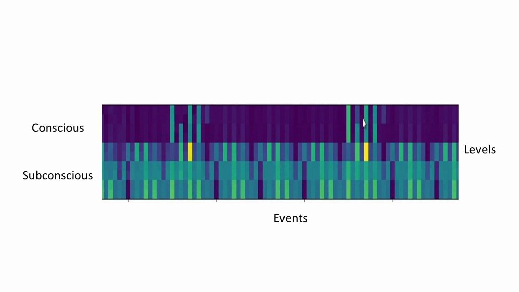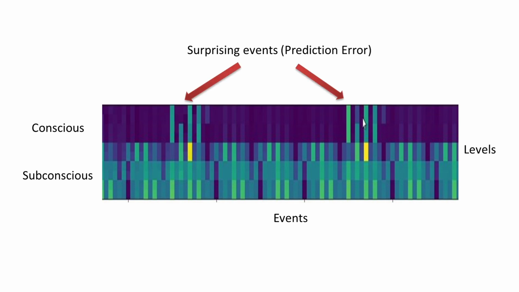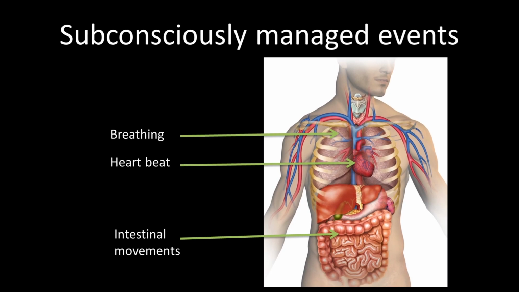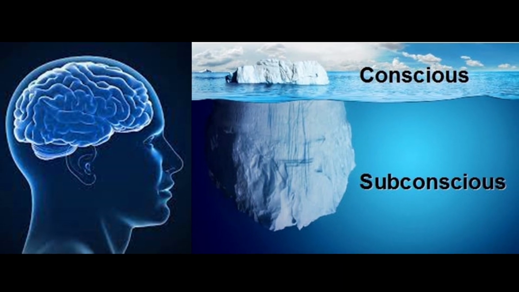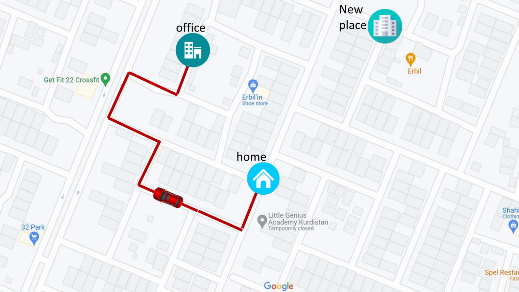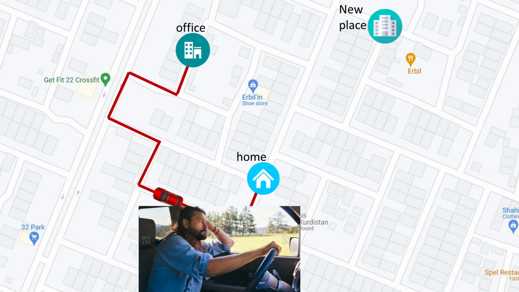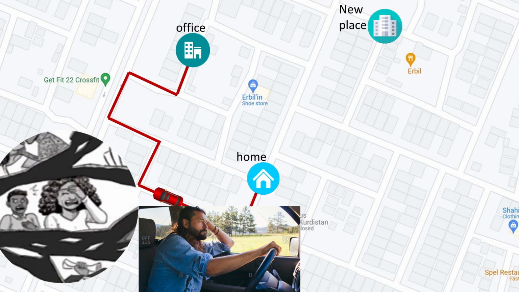This is the conscious part of our mind where our attention lives to track the surprising events. All predictable events in our body are managed subconsciously. When you learn something very well, it moves to your subconscious. The path from your home to your office becomes so predictable that you no longer need to think about it during driving. You spend your thoughts on less predictable events like family issues.